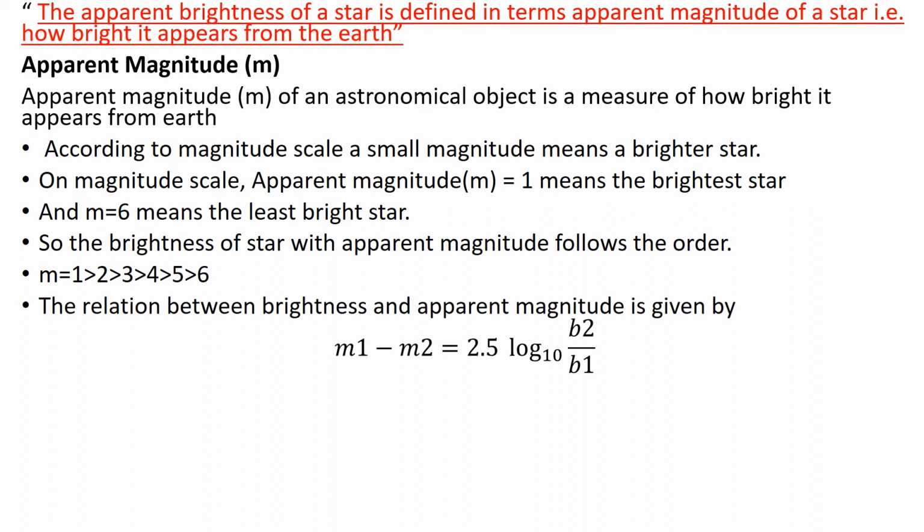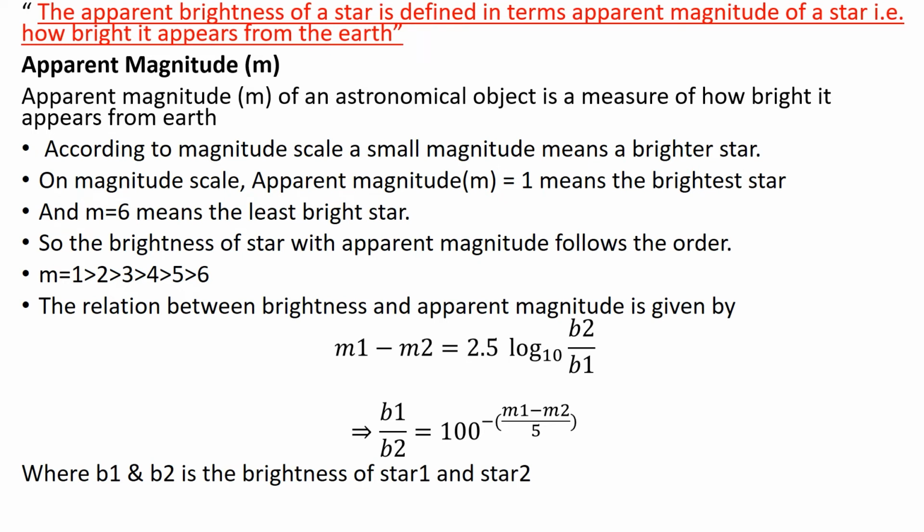The relation between brightness and apparent magnitude is given by m1 minus m2 equal to 2.5 log base 10 of b2 by b1, where b2 is the brightness of star 2 and b1 is the brightness of star 1. Simplifying this, we get b1 by b2 equal to 100 raised to the power (m2 minus m1) by 5, where b1 and b2 are the brightness of star 1 and star 2. So this is the relation between the brightness of a star and its apparent magnitude.